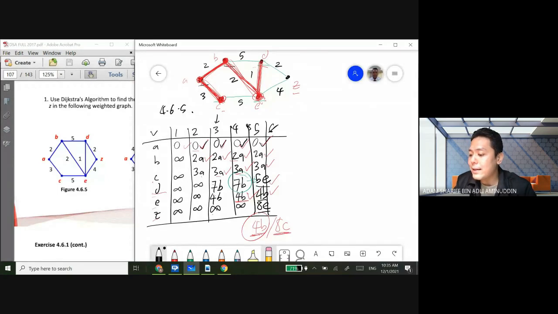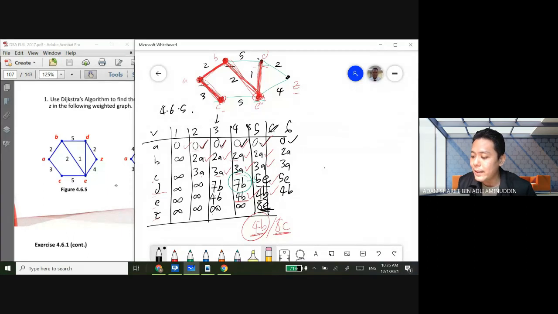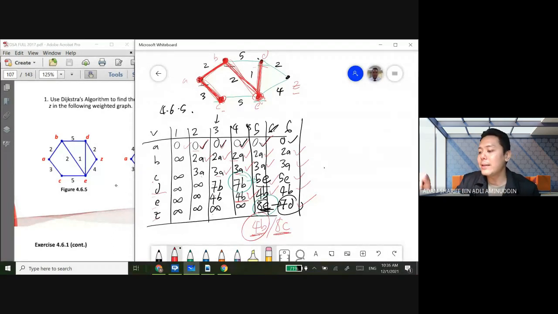Now, for the last iteration 6, we bring A, B, C dah pilih, 3A, D dah pilih, 5E, E dah pilih, 4B, Z. Is there any changes? Do we need to travel from AE or from D? Travel from D. It will be 7 from D plus 5 plus 2. It will be updated here, thank you, to 7D. Because we only left with only one unchosen vertex, so 7D will be the final, betul jalan dia. Okay.